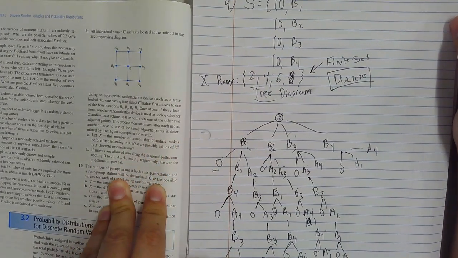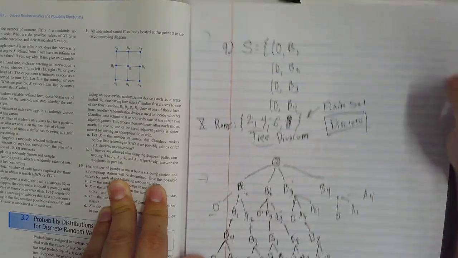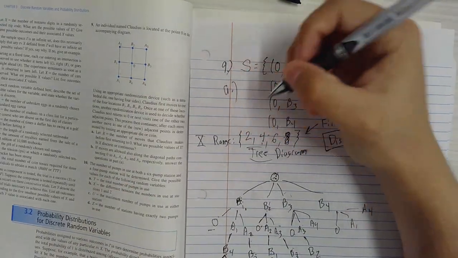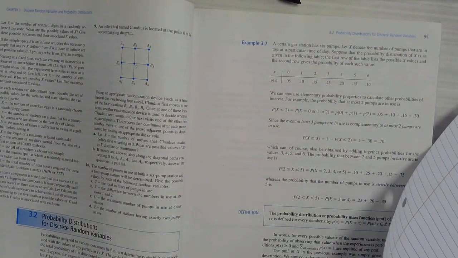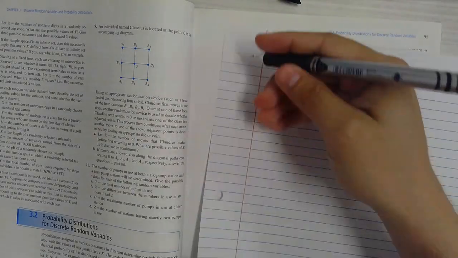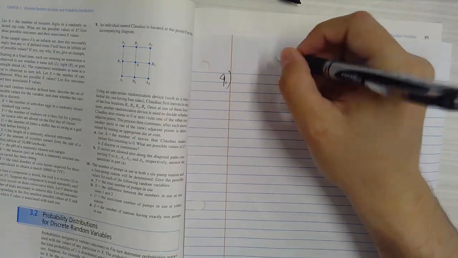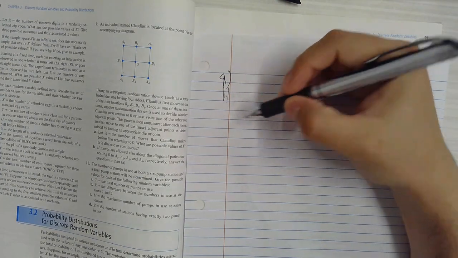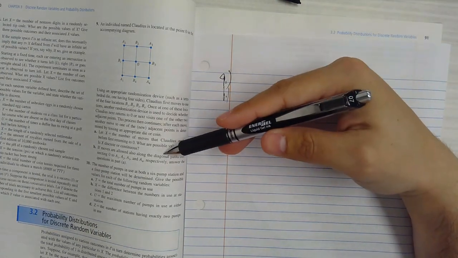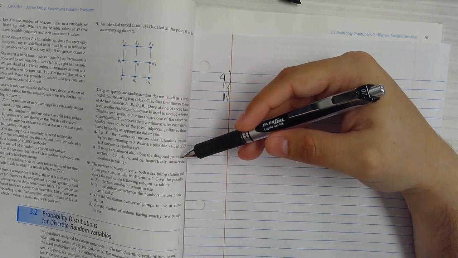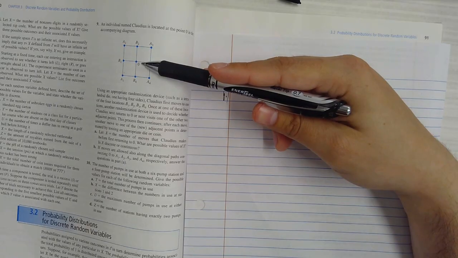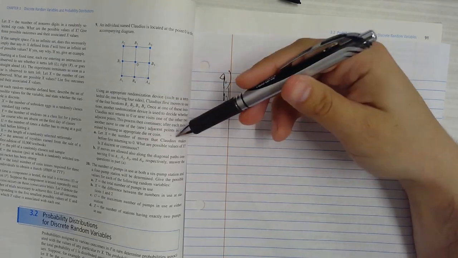Alright, so that was 9, and unfortunately this was just A. So we need to see what B is going to ask for. So let's see here, get some more paper. Alright, 9B. Okay, if moves are allowed also along the diagonal path connecting 0 to A1, what diagonal paths?